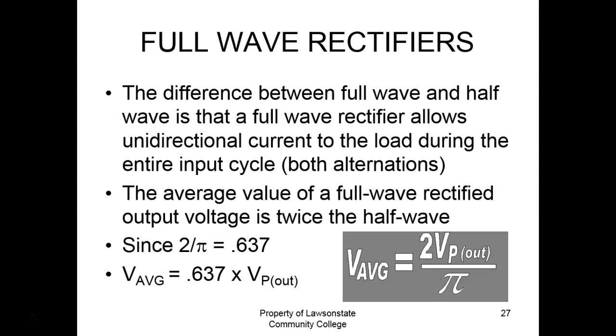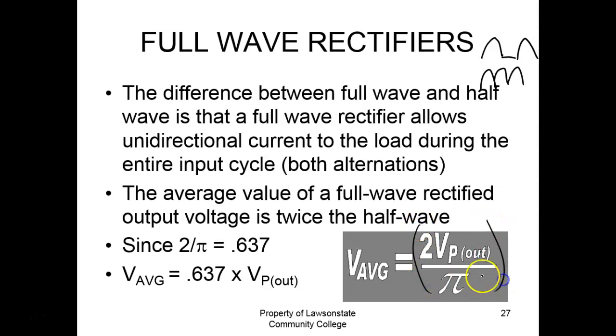Full wave. So somehow we're going to have to take the negative alternation and do what? Put it up top, right? Or vice versa. It depends on whether it's a negative power supply. So what we're trying to do is, instead of ending up with this, we're going to try to end up with this, right? Everybody understand? We've got two full wave rectifiers.